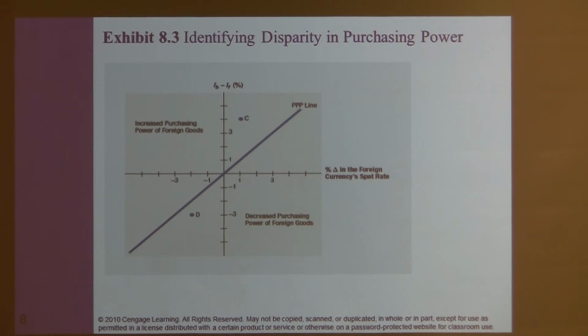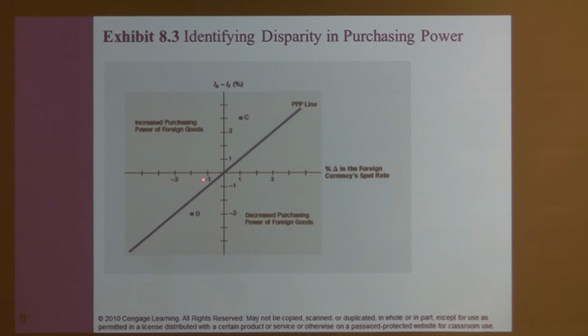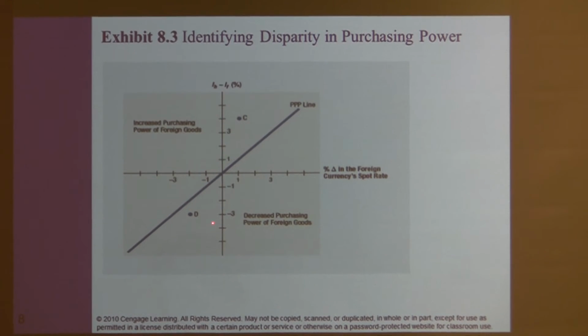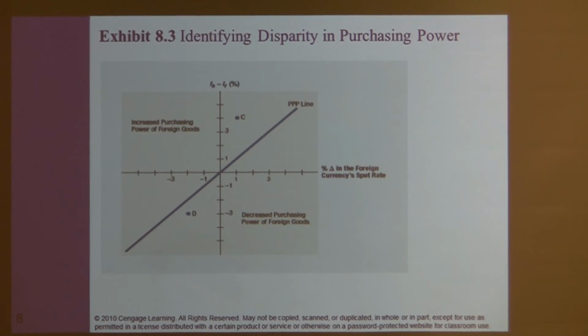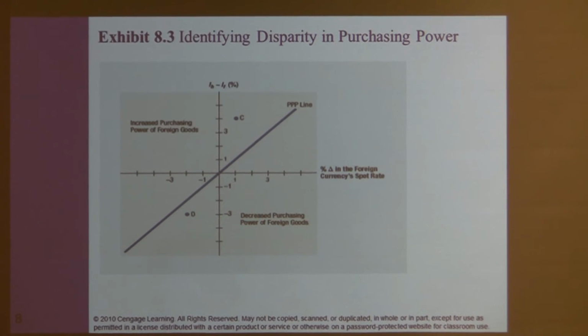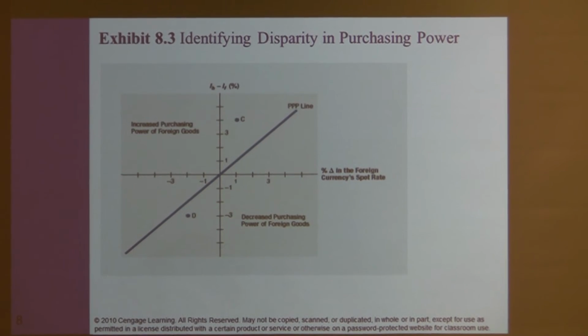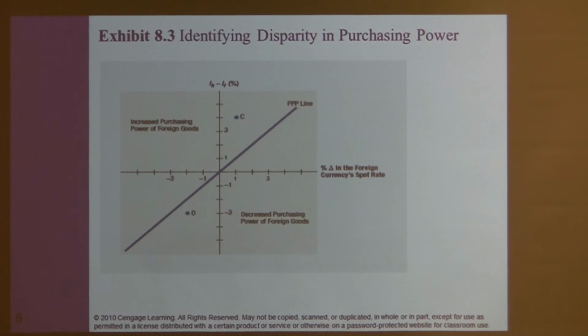Now here, for point D, the difference in inflation is only 2%, and it's 2% lower in the US. In spite of that, the change in the exchange rate is a decline of 3%. So again, that is not consistent with what we predict.